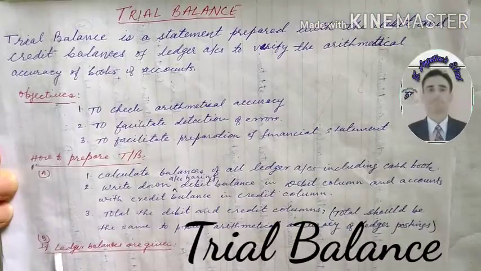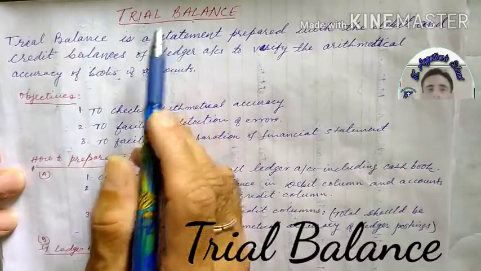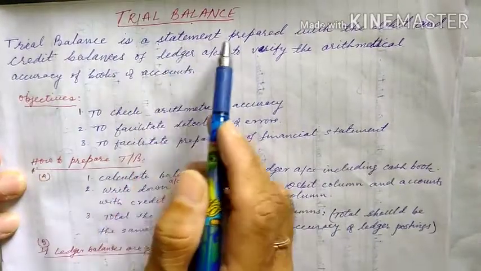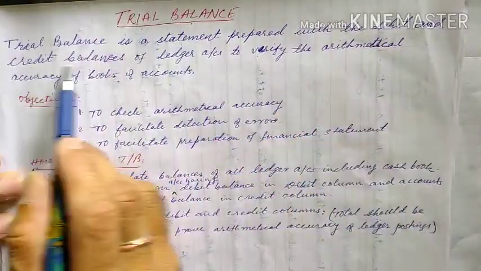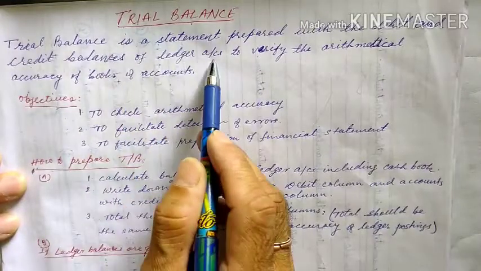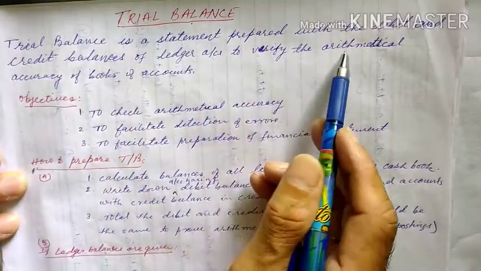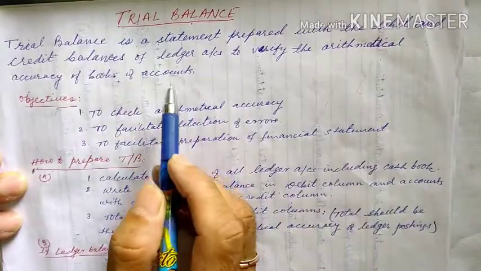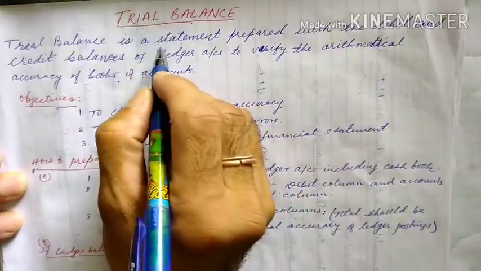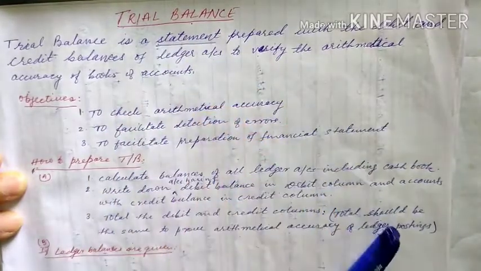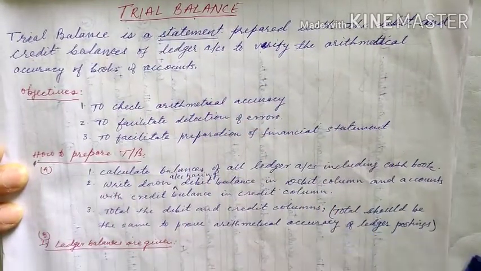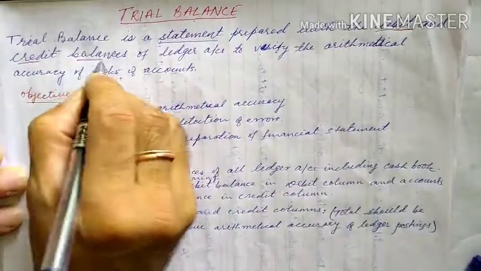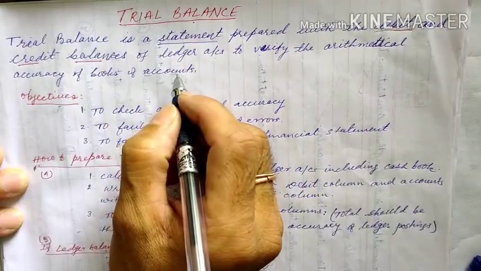So today's topic is trial balance. Let's understand what a trial balance is. A trial balance is a statement prepared with the debit and credit balances of ledger accounts to verify the arithmetical accuracy of books of accounts. So a trial balance is a statement. It is not an account. It is prepared by taking debit and credit balances from the ledger book.